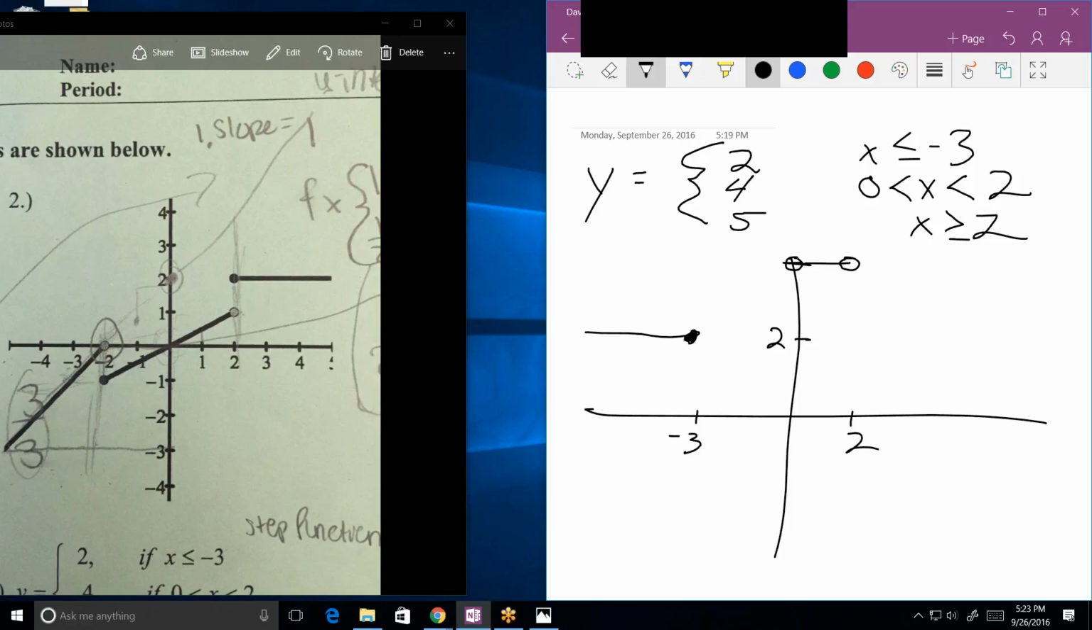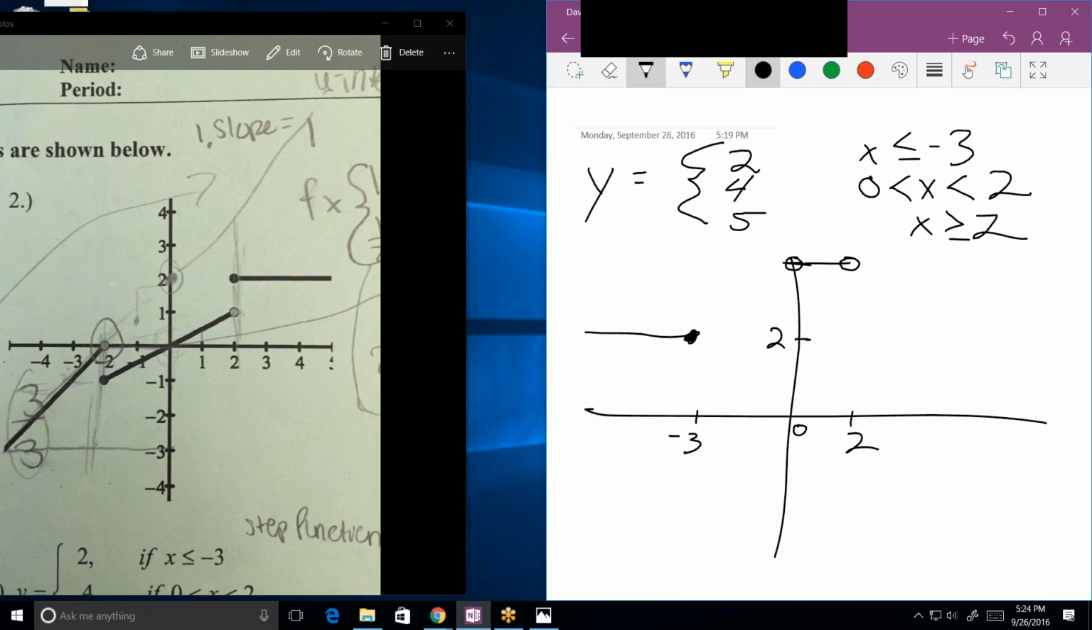There's the part. Notice that I have nothing between -3 and 0. That's okay. There didn't have to be anything there. It's just that this problem does not cover the whole entire real number domain. It's split up. Now, it does go all the way to the right.